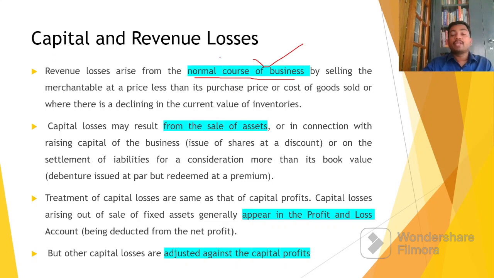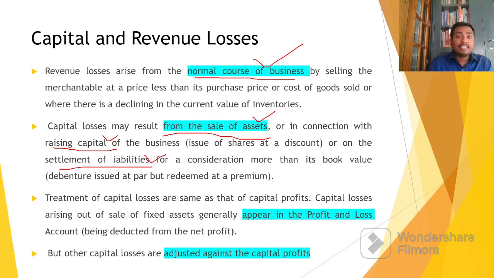Then what about capital losses? They may result from non-recurring activities, mainly from the sale of assets, or in connection with the raising of capital, or in connection with the settlement of liabilities. Such types of losses are known as capital losses. So they are non-recurring, like sale of assets. The sale of an asset may not regularly happen in the business, and if the loss is derived from the sale of the asset, that can be treated as a capital loss.